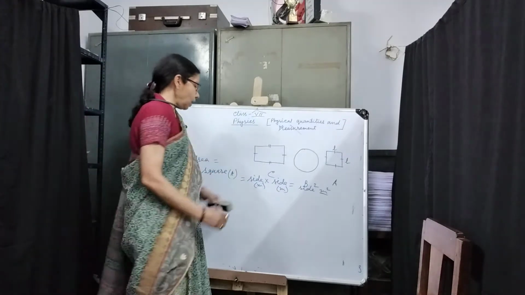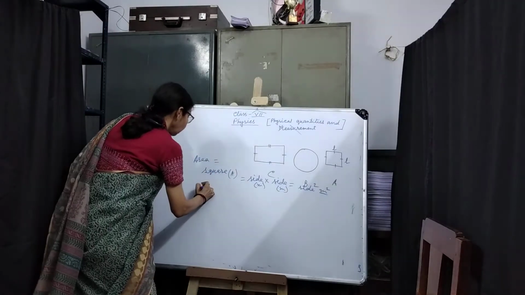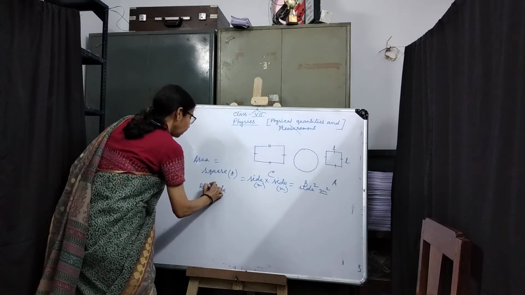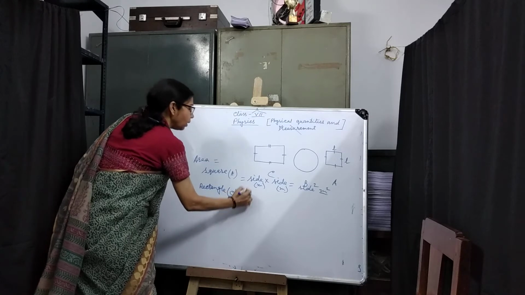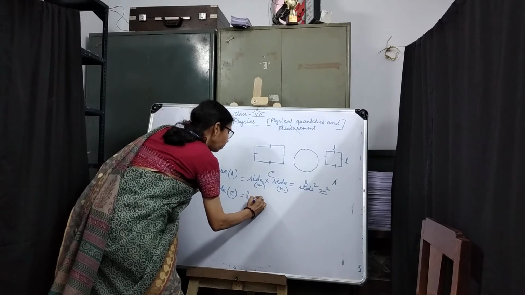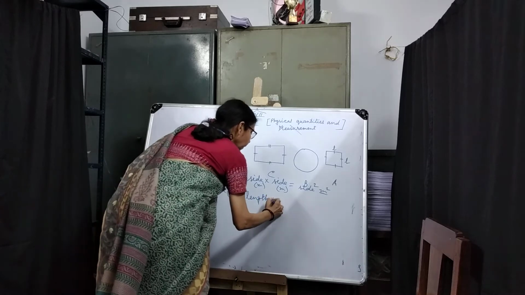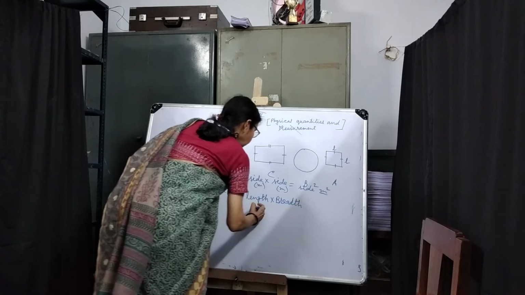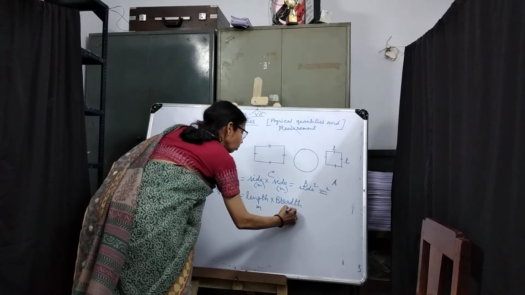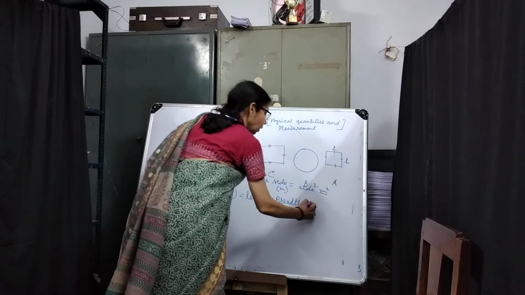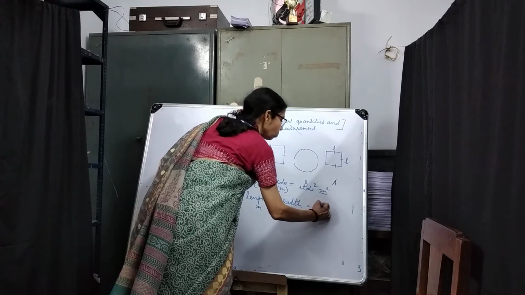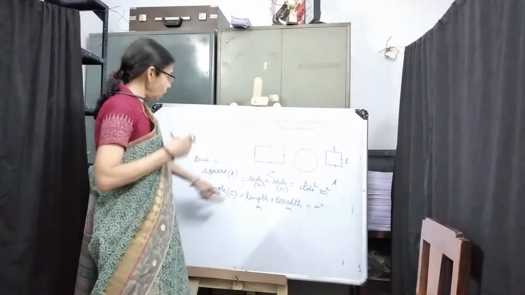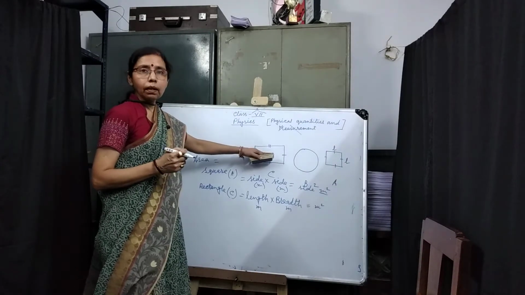In case of C, the rectangle, the area is length into breadth. Here also the sides are in meters, so the unit is meter square. So length into breadth, in meter square, is the area in case of the rectangle.